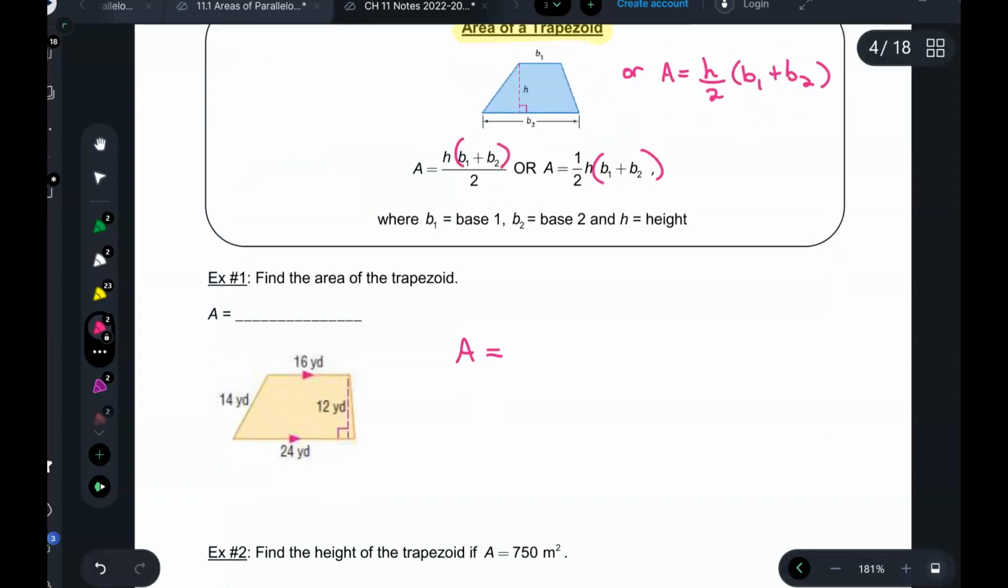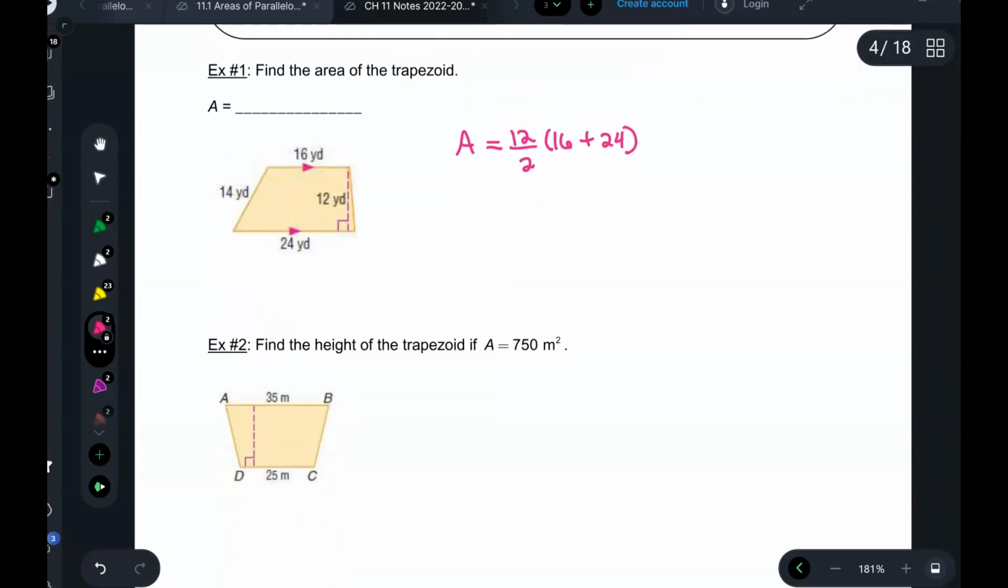All right, so we have, again, any one of these formulas. I like this one, but it doesn't have to be that one. So 12 over 2. What's base 1 and what's base 2? Oh, it's not if I just wrote it as the number already added together. Oh, yeah, that's fine.